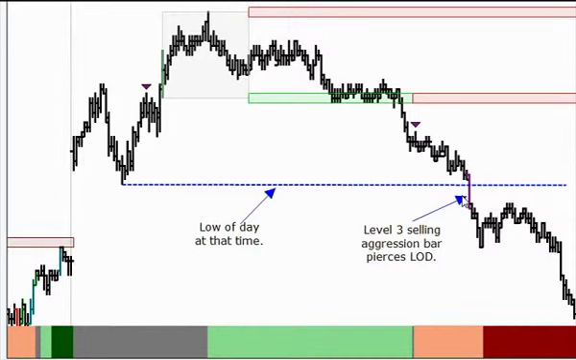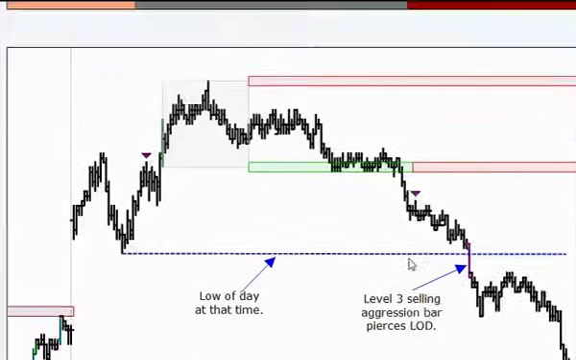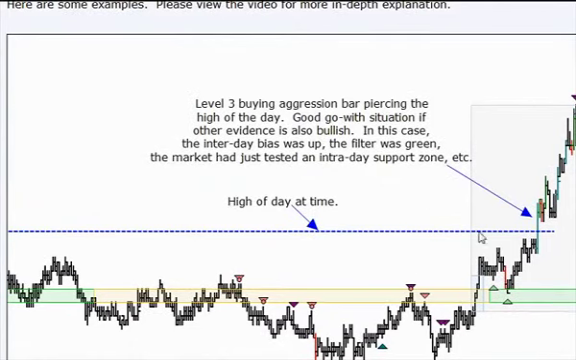Okay. Now the key, this is a very important distinction. You're not just going to want to blindly sell every level 3 selling aggression bar that makes a new low, or buy every level 3 buying aggression bar that makes a new high. Yes, there's edge in that, but it's not a good enough edge in my opinion. The whole key is to have context. So you'll want to make sure that if you're selling this breakout trade, you have the bigger picture bias down or the filter being red. Same thing on the upside. You don't want to just blindly buy every time you have a breakout with a level 3 buying bar. But if you have a green filter, if you have an intraday bias of up, if you've just gotten above a major support level, for example, then it makes a lot of sense. It's all about the context, and I hope you understand what I'm saying with that.